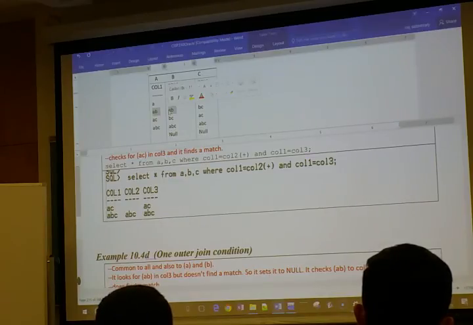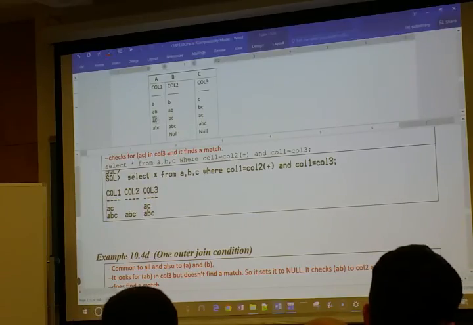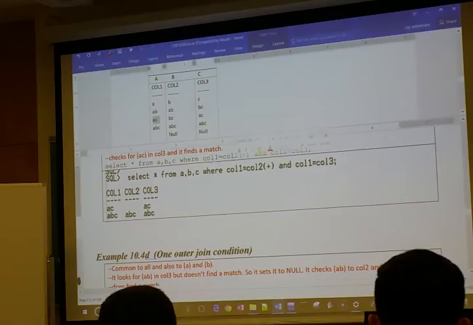All right. So AB matches up with that AB, but then column 1 is equal to anything in column 3. Does AB match up with anything in here? No, it doesn't. So we abandon that as well. Let's go with AC. Does AC match up with anything in here? No. But the plus says that I don't really care. So this means that we did that.